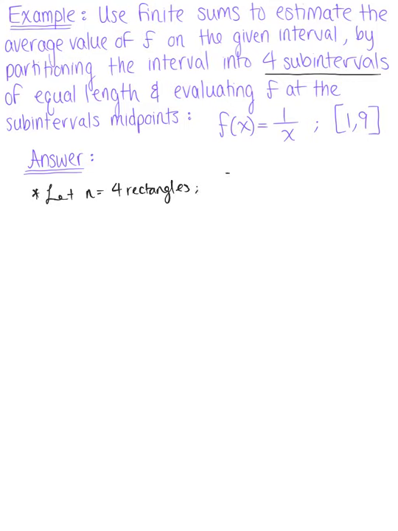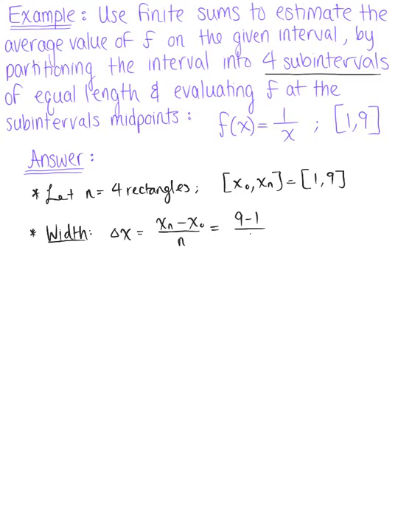And our closed interval is given. We have x naught to x sub n, or a to b, being defined as 1 to 9. So we want to find the width of each subinterval that we're going to use. So our width is delta x, and this is equal to the length of the interval, x sub n minus x naught, all over the number of rectangles. So we have 9 minus 1, all divided by 4. So we have 8 over 4, which leaves us with 2. So therefore, the width that we'll be using here for the subintervals is 2 units long.